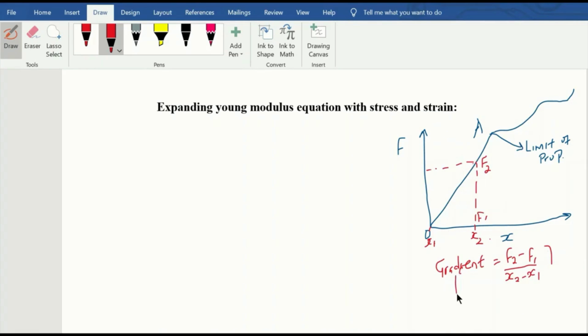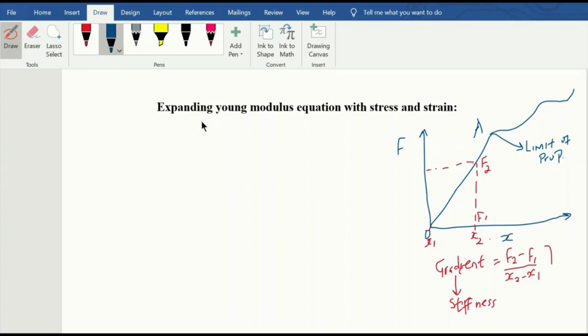Please note that the gradient is also known as the stiffness of the curve. Now, what is stiffness? Stiffness is the ability of the material to return to its original shape or form after the applied force is removed. I repeat that: stiffness is the ability of the material to return to its original shape or form after the applied force is removed.